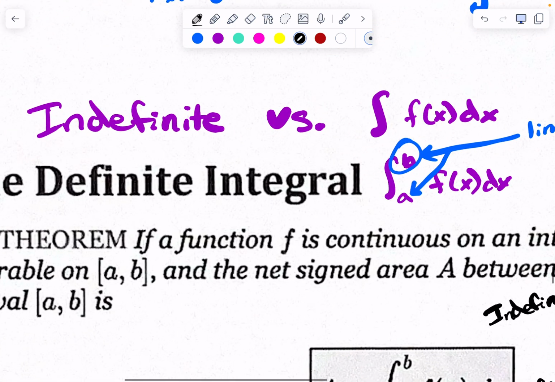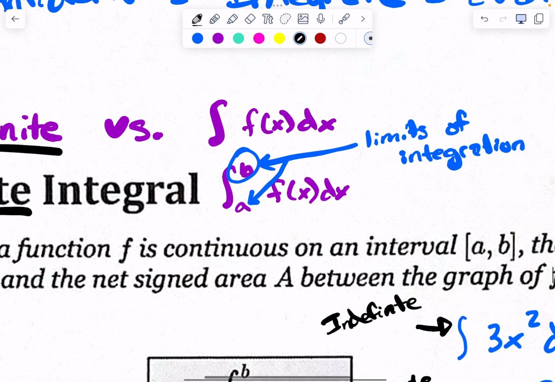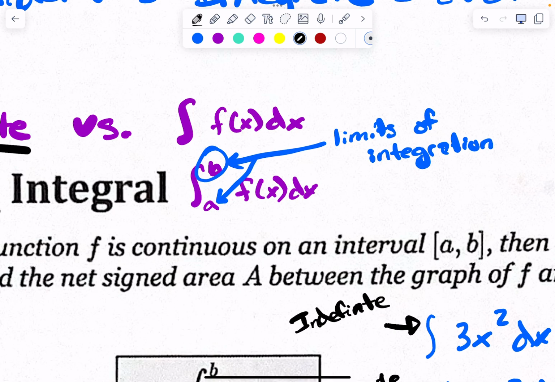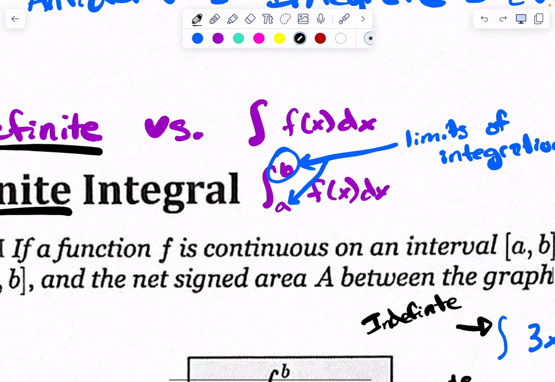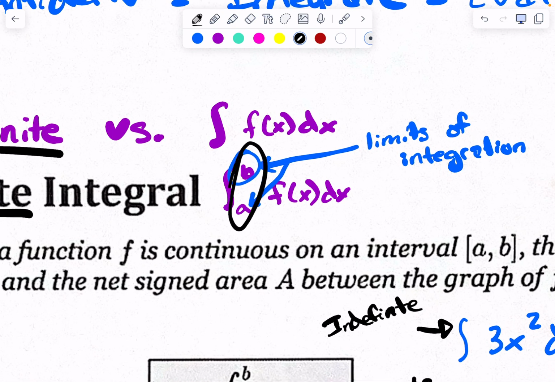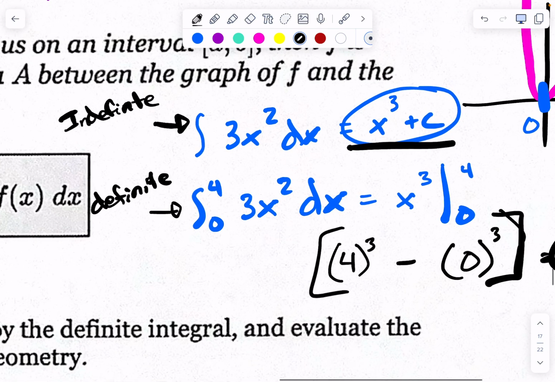We talked about the difference between an indefinite integral versus a definite integral. And the difference is, if you want to pause and write all this down, in an indefinite integral you don't have limits of integration, so you don't have numbers that you're going between. In a definite integral, you do. So in the example down here, we have no limits. Here we have limits, all right?